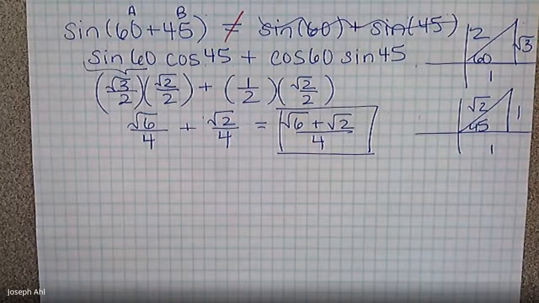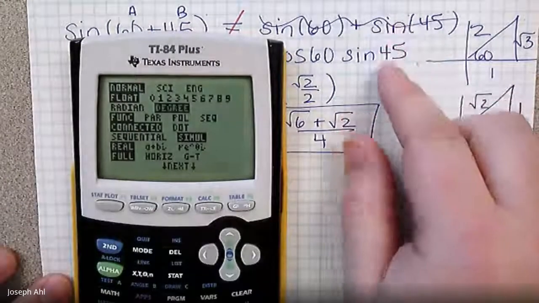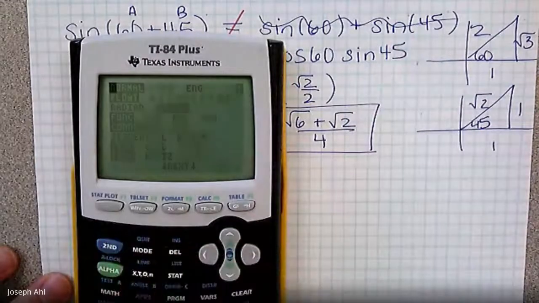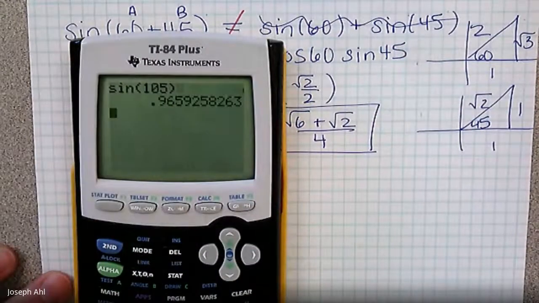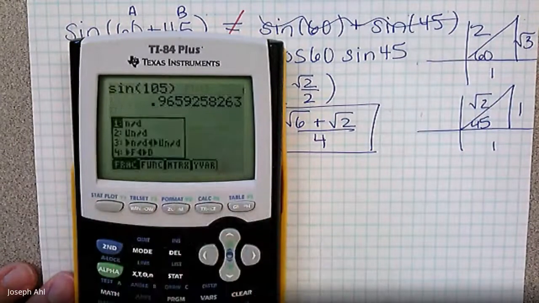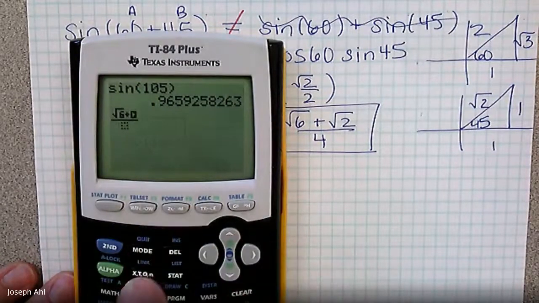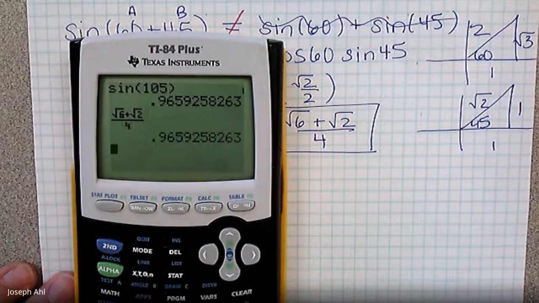You can check this. Now, make sure you're in degree mode to check because we want to type in sine of 105 degrees. Sine 105 is 0.9659, blah, blah, blah. Fancy fraction, radical 6 plus radical 2 divided by 4 is 0.9659, blah, blah, blah. It's the same exact thing.